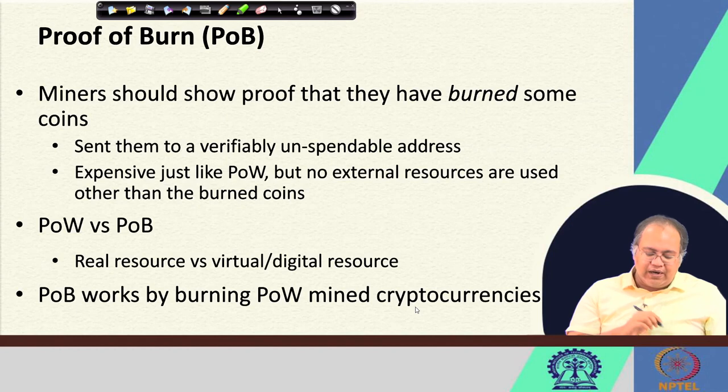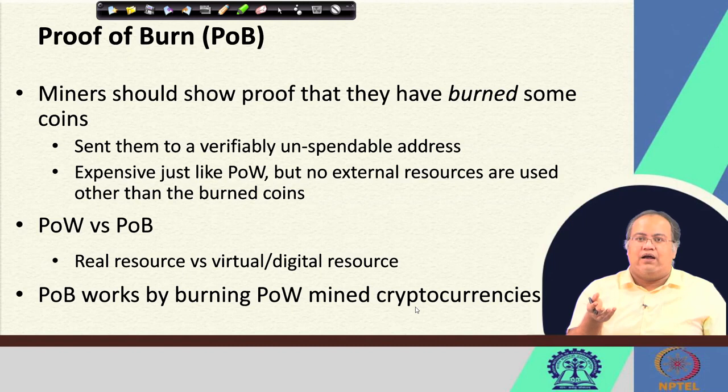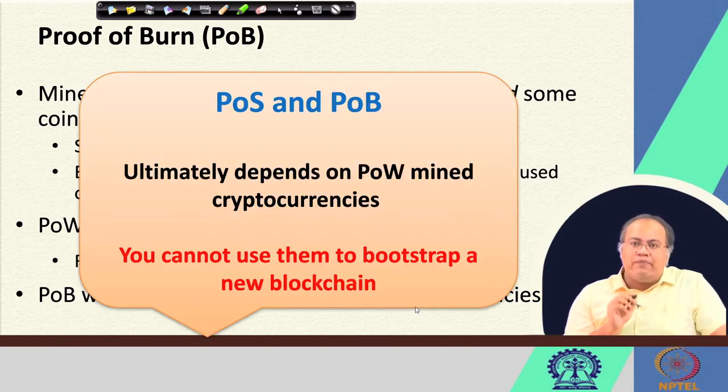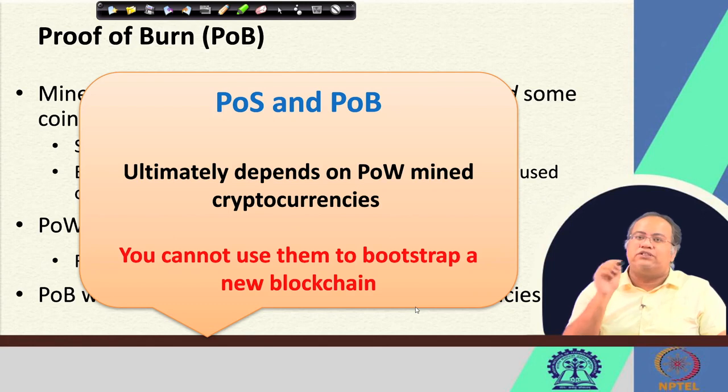Proof of burn works by burning proof of work mined cryptocurrencies. So the Bitcoin that you have obtained through proof of work, you burn. But the problem with proof of stake and proof of burn is that ultimately they depend on proof of work mined cryptocurrencies. In proof of stake, you can start only after the proof of work mined Bitcoins have been evenly distributed in society, and in proof of burn, you need to burn certain proof of work mined cryptocurrencies. So you need to start with proof of work.